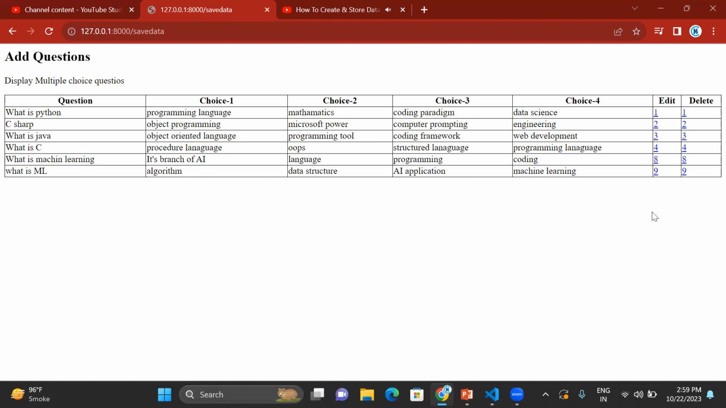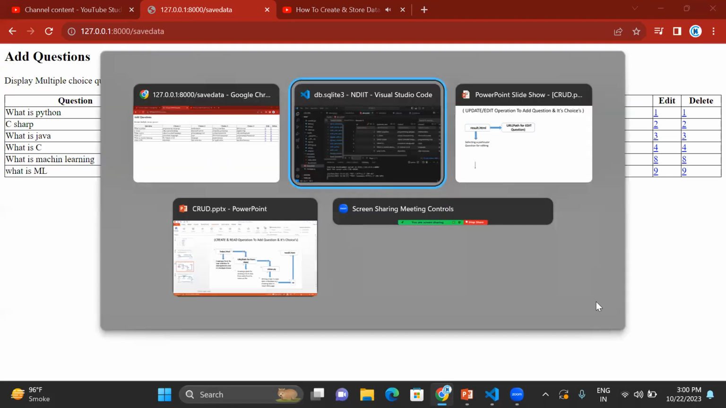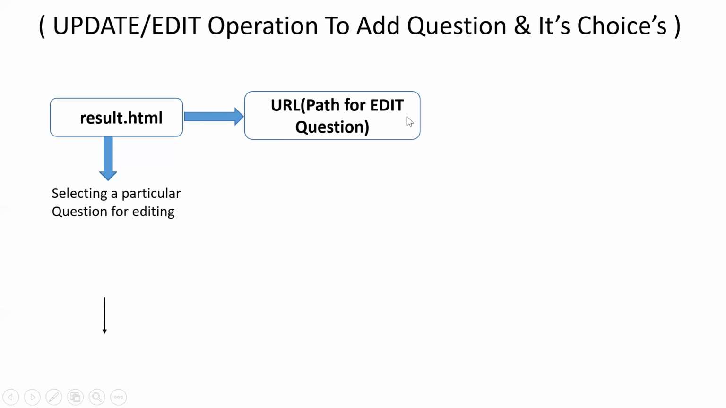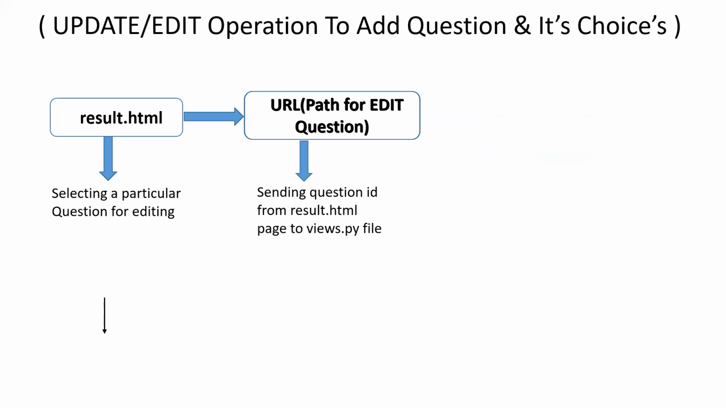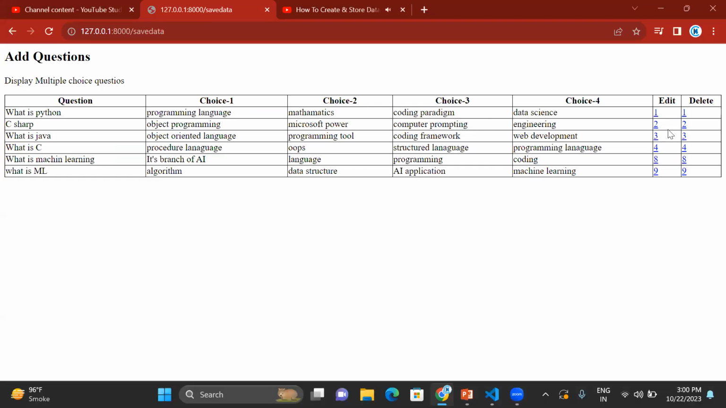So in this particular video, we are going to check how to edit the data. Okay, we are not going to see the delete in this video. We will see that in the next recording. So in this edit, what will happen exactly? We have already created the URL path for editing a question, and after that, sending a question ID from the result.html page to the views.py file. That's why here we have an ID.